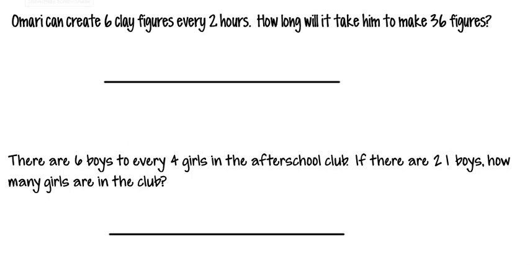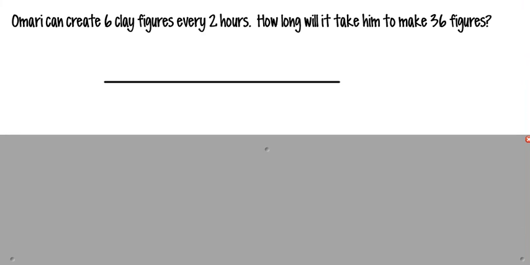So this says Amari can create 6 clay figures every 2 hours. So we're going to look at our ratios first. We're looking at a 6-to-2 ratio. So the 6 represents clay figures, okay, and the 2 represents hours. All right, so the question is, how long will it take him to make 36 figures? Okay, figures were on top.